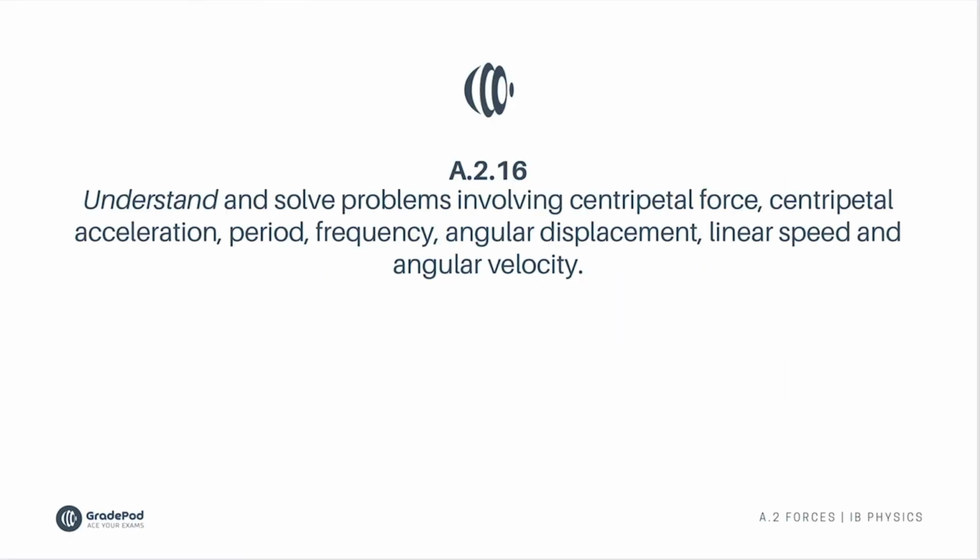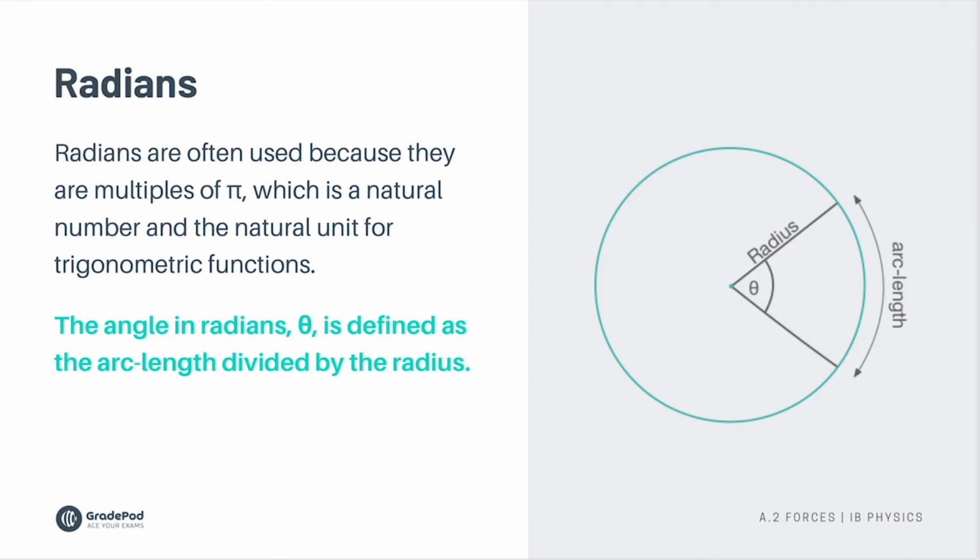On to the last but very large learning objective to do with circular motion. And it's understand and solve problems involving centripetal force, centripetal acceleration, period, frequency, angular displacement, linear speed and angular velocity. For you, quite a lot to get through. Let's start very simply. We really want to understand radians and why they're used in physics. Okay, radians are often used because they're multiples of pi, which is a natural number and it's a natural unit for trigonometric functions. Physicists prefer radians. It links everything in much better.